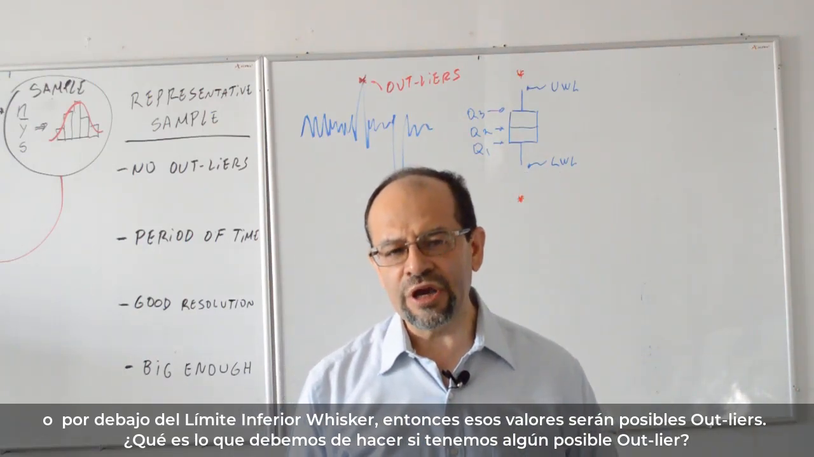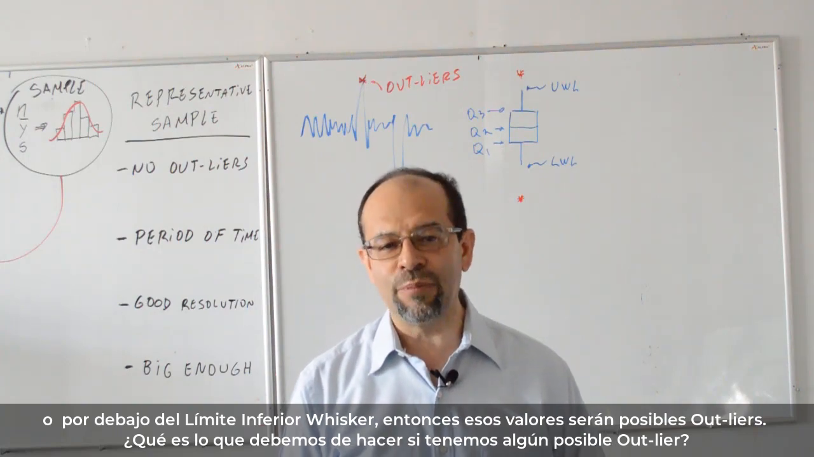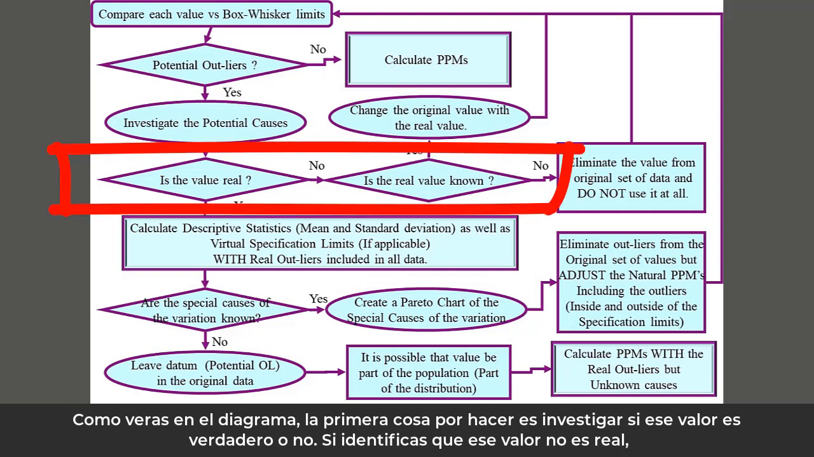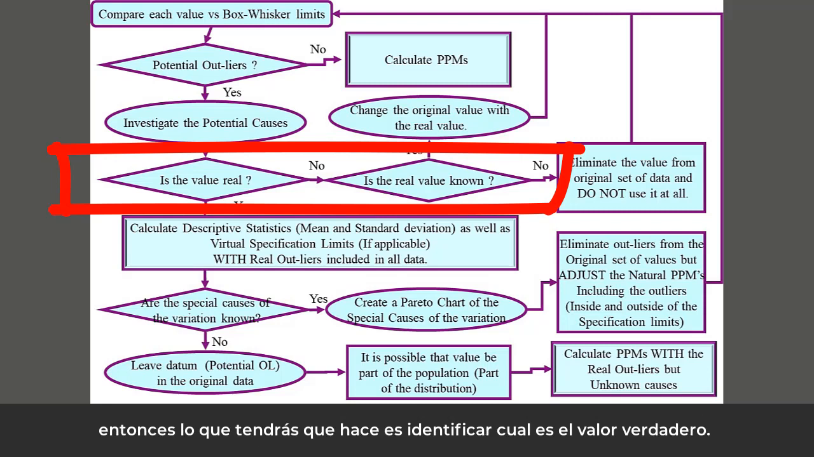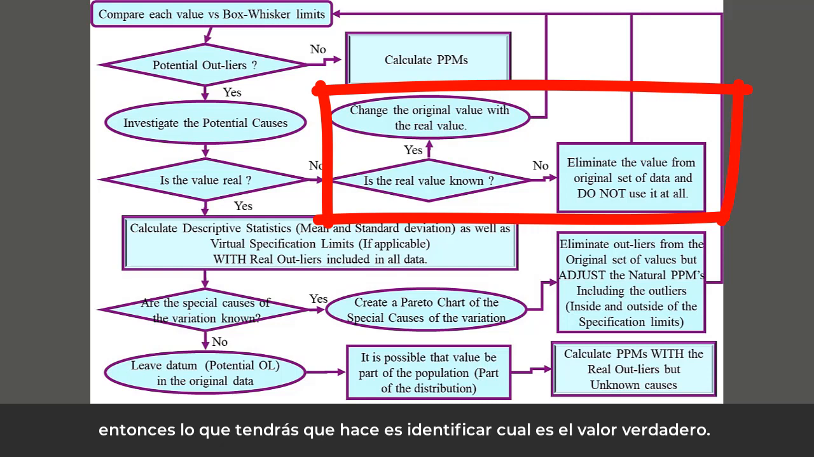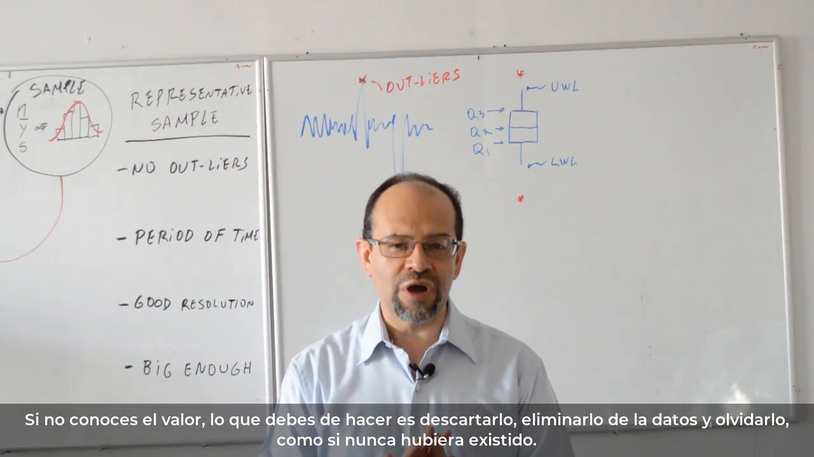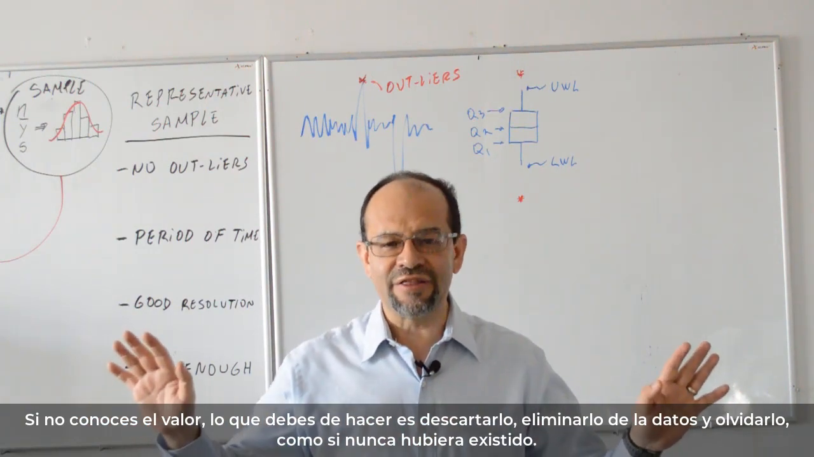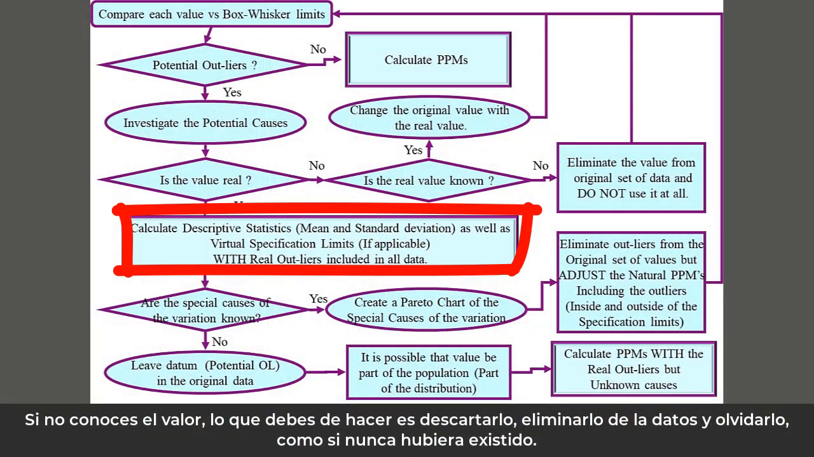What do you have to do if you have a potential outlier? As you will see in the diagram, the first thing to do is to investigate if that value is true, if it is a real value or not. If you identify that the value is not real, then try to find what the real value is. If you know the real value, substitute it, change the value for the real value. If you don't know the value, just discard it, eliminate it from the data, and forget it, as if it never had happened.